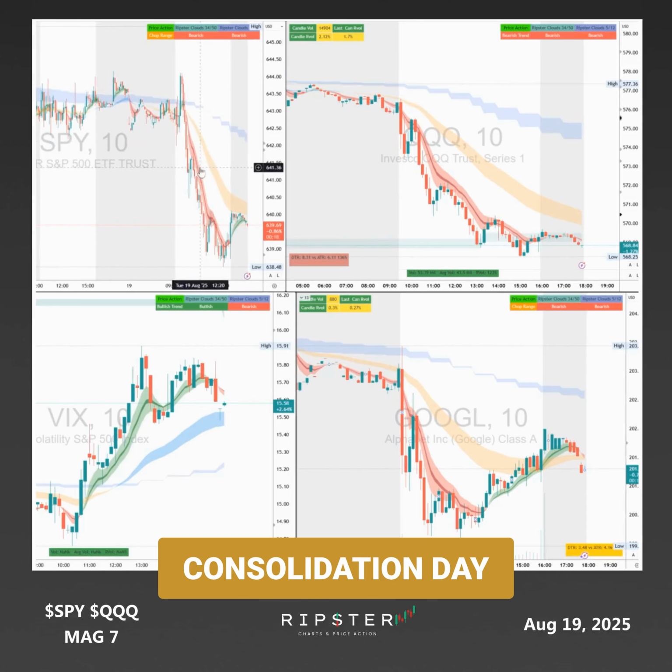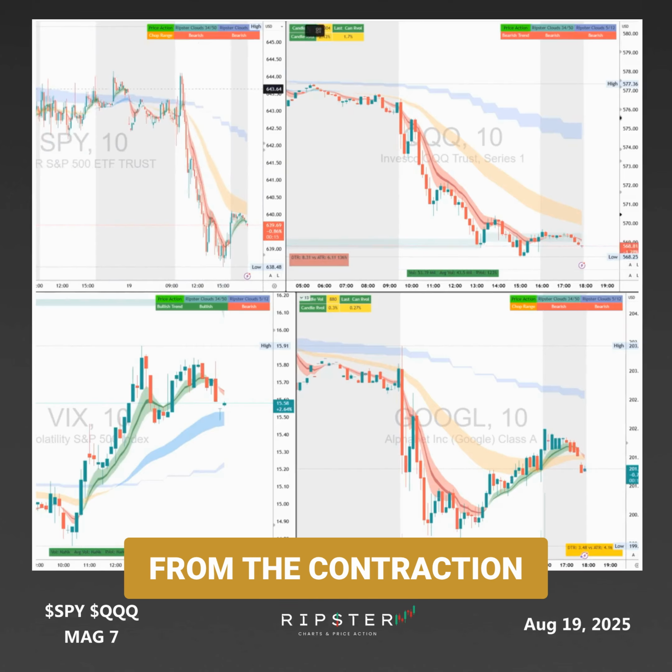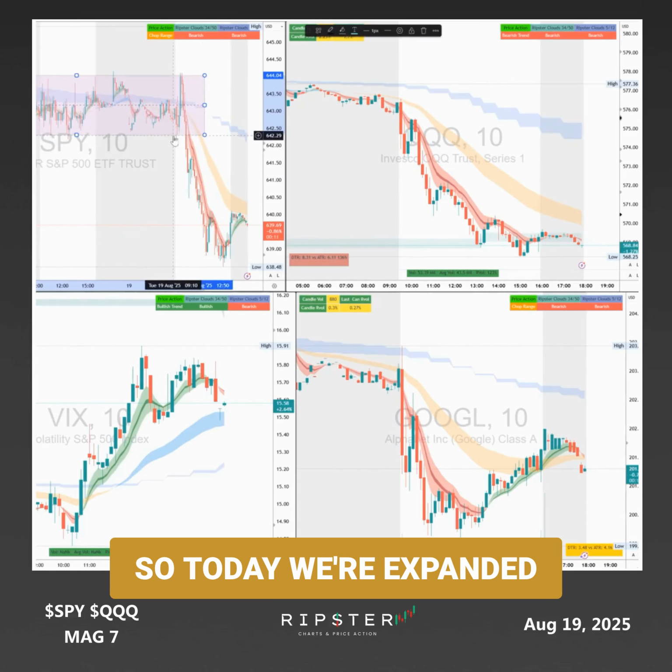Yesterday was a consolidation day. It was a contraction day. From the contraction comes expansion. So today we expanded to the downside on SPY and we did the same on QQQs. A few things to note here.